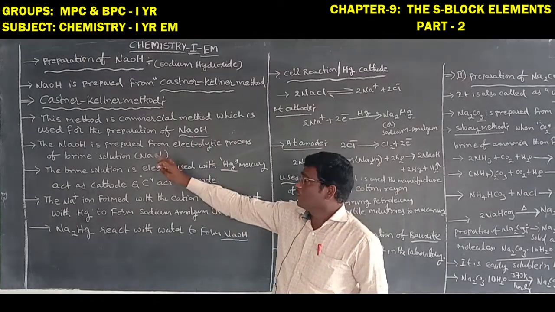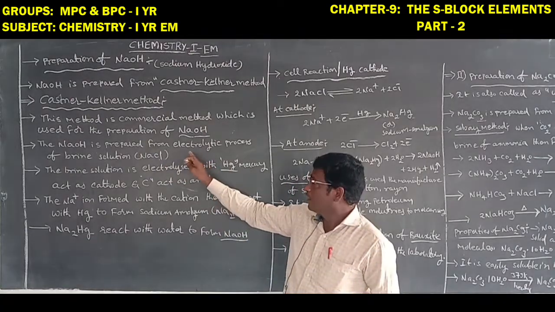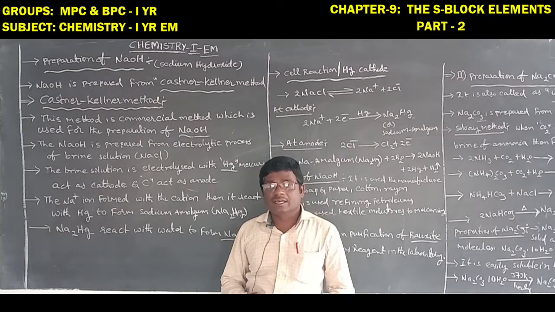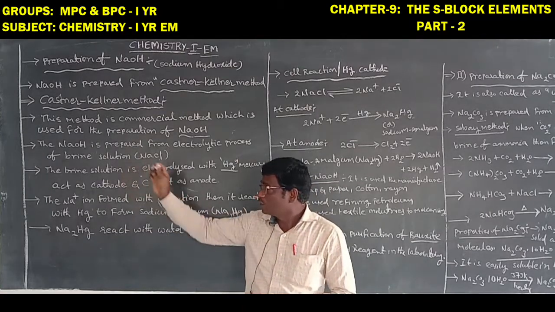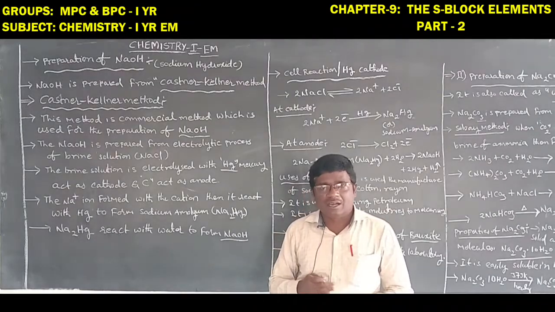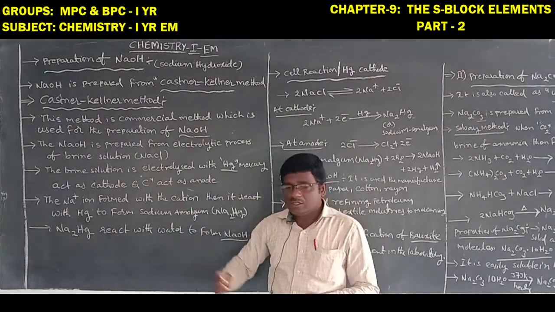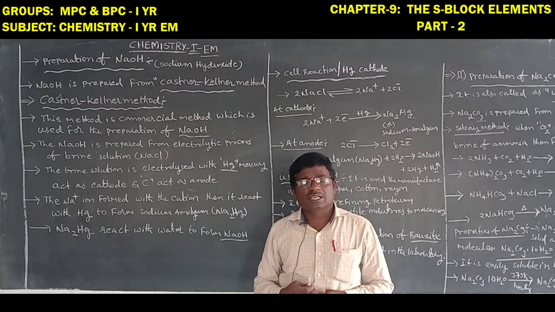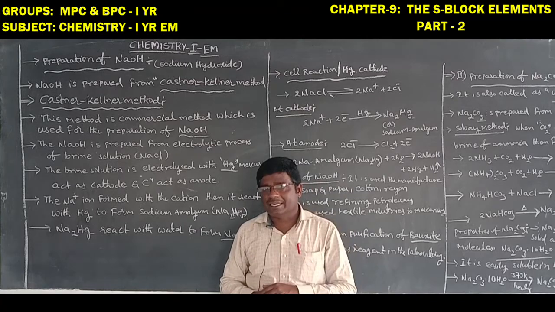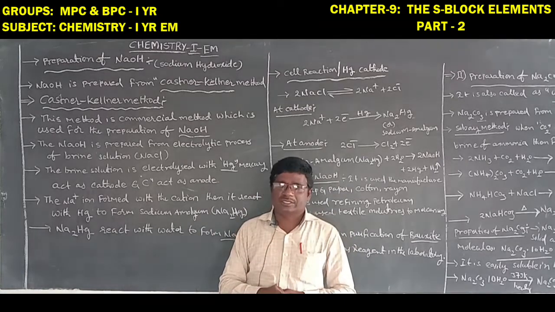Next one, sodium hydroxide is prepared by the electrolysis or electrolytic process of brine solution. Caustic soda or sodium hydroxide is prepared by the electrolytic method with the brine solution. Sodium chloride solution is also known as brine solution.